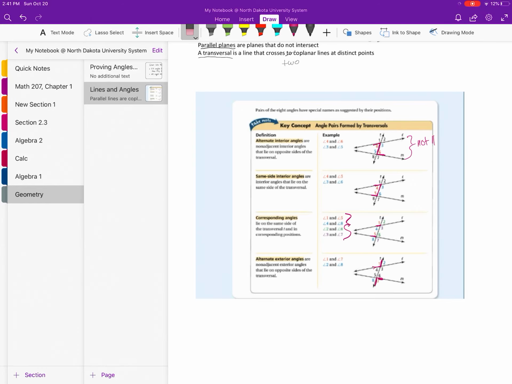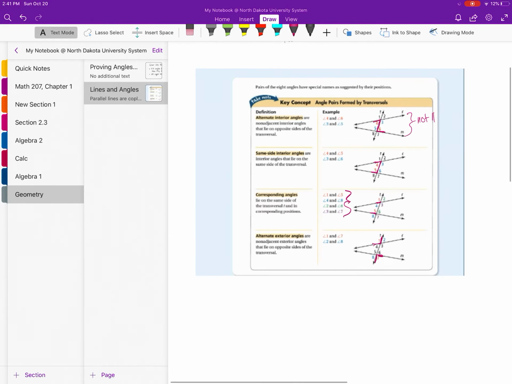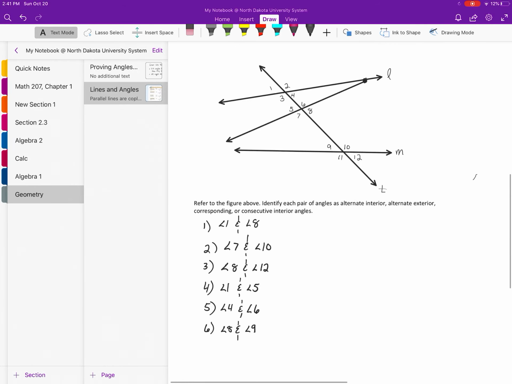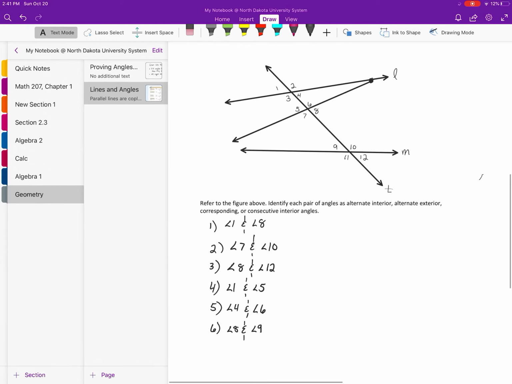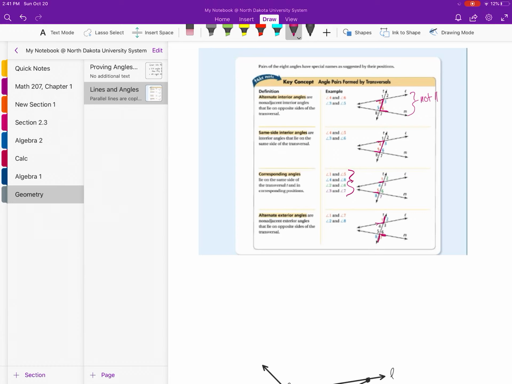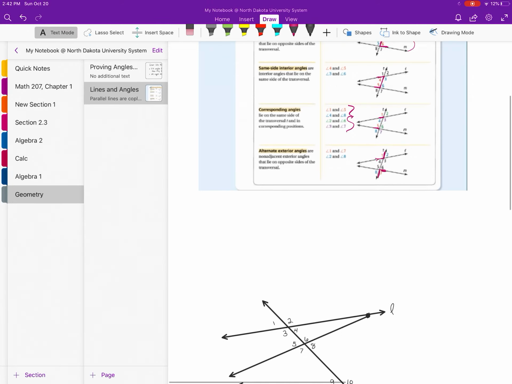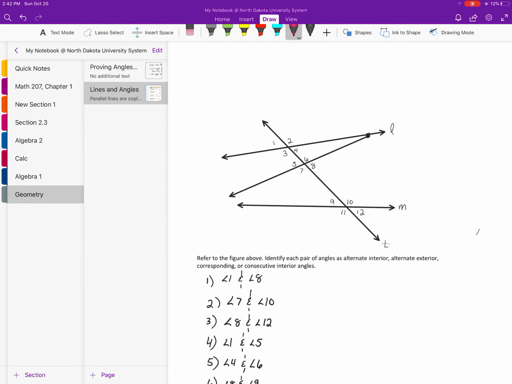Let's do a little practice. Man, I don't know what this mess is. A little practice on a diagram of our own. What is happening? There we go. So I'd like you to pause the video actually and look at this diagram and see if you can tell. All right, I don't know what's happening. Stand by. There we go. See if you can tell me what the angle pairs are.